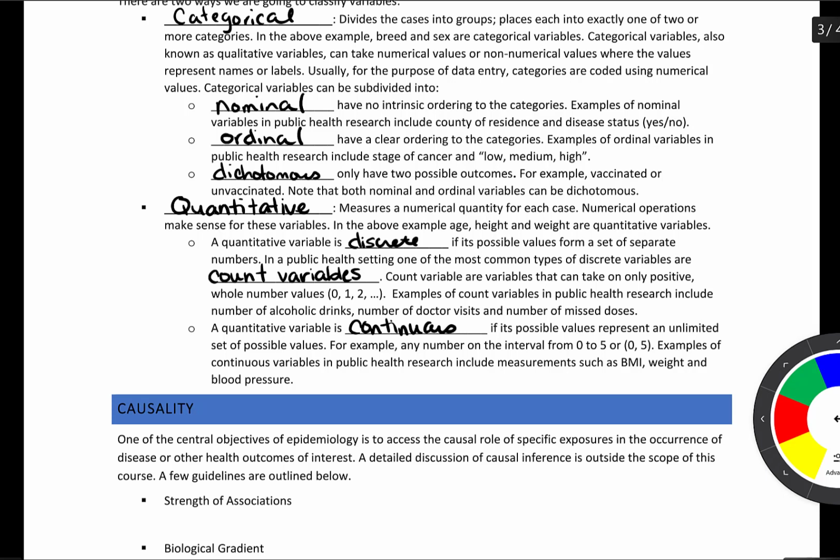A quantitative variable is continuous if its possible values represent an unlimited set of possible values, or we could say that they exist on some interval. So, for example, we could look at things like BMI, weight, and blood pressure. Those are all continuous quantitative variables.